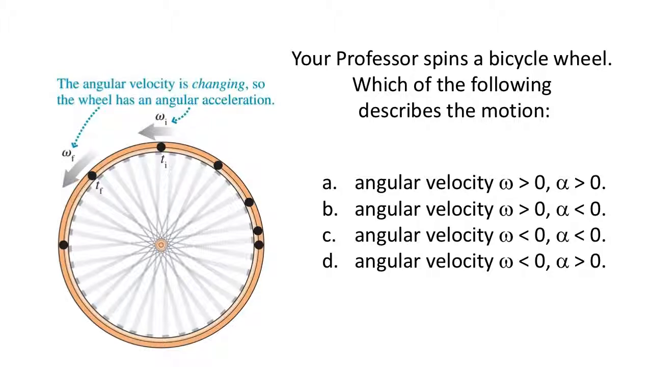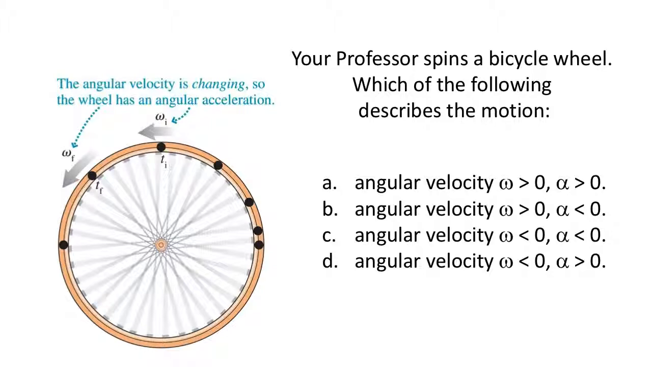Okay, I got 80% of you said A, that the angular velocity is positive, we already said that, and that the angular acceleration is positive. How did you know that the angular acceleration was the same direction as the velocity? It's speeding up. I saw people say speeding. Do you remember when we said if I'm moving in 1D motion, I'm moving in the positive direction and I have a positive acceleration, what happens to me?